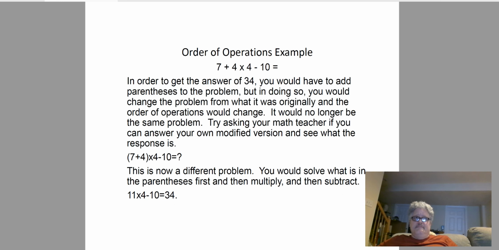So, really, in order to get 34, in this example, you'd actually have to add parentheses to the problem in order to do that. So if you were going to add 7 plus 4, you could see down here in the middle, you would actually have to put 7 plus 4 in parentheses to get 11, and then take that, multiply it by 4, and get 44, and then subtract 10. But this is a completely different problem than the original problem. Adding parentheses like that changes the order of operations. And so the only way to actually get 34 would be to add these parentheses in.